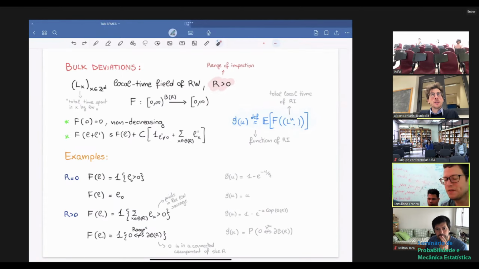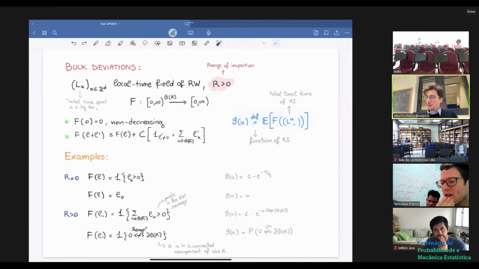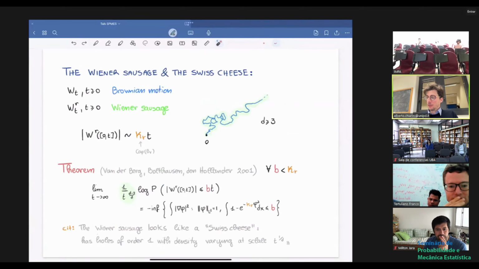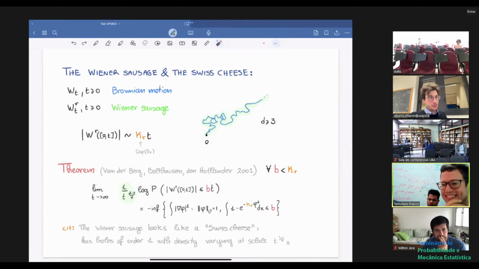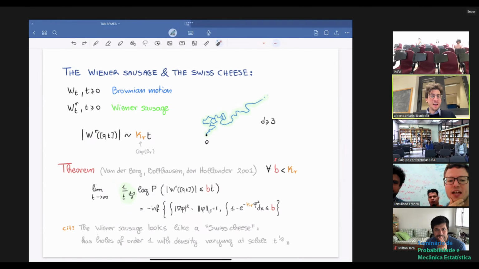Yeah, this is a good question, and it connects to the Wiener sausage. Yes, exactly. And the Swiss cheese picture. Right? Yeah, exactly. I don't think this is answered for the random walk. It is answered for the Wiener sausage. I think the methods we have should be good also for the random walk.